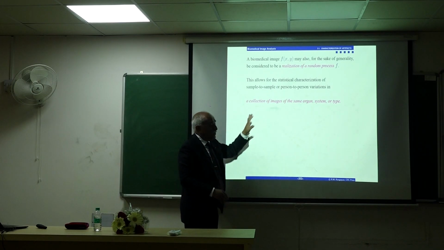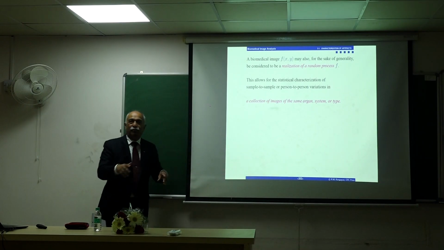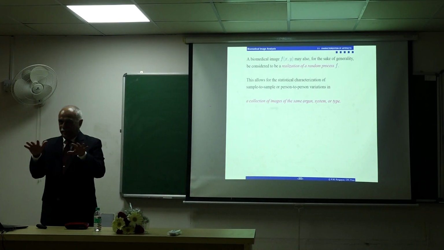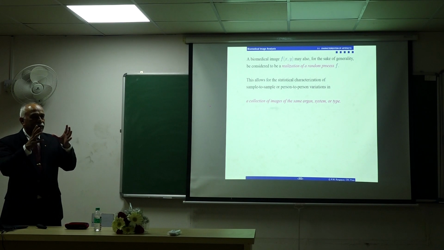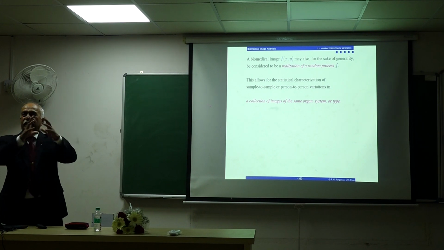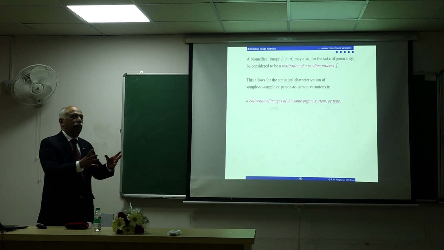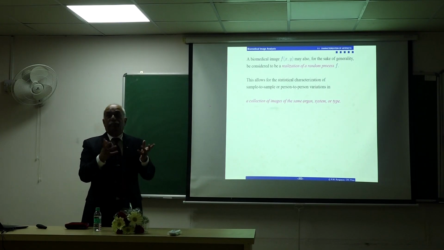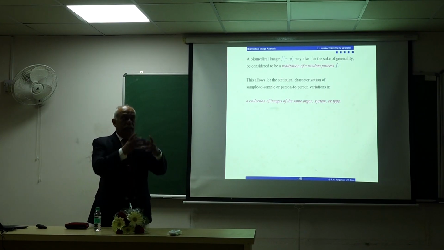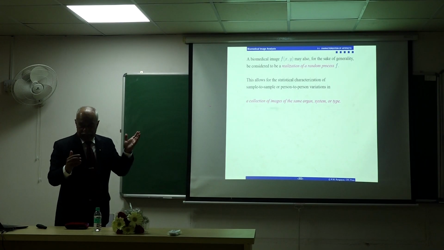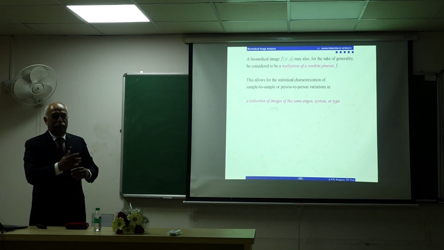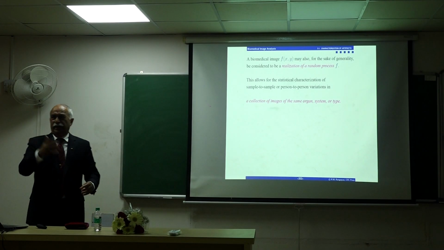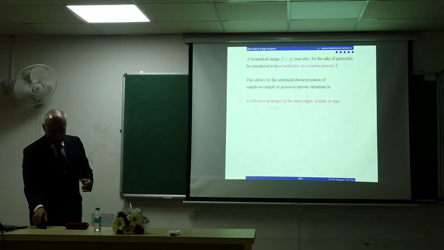So a collection of images of the same organ, same type, same imaging modality, same settings, everything being the same, then you can characterize them statistically. Take the average PDF, average histogram, then it's a PDF. And then you can characterize them in terms of their statistics. If you mix various types of images, CT with MR and brain and liver, that doesn't help.